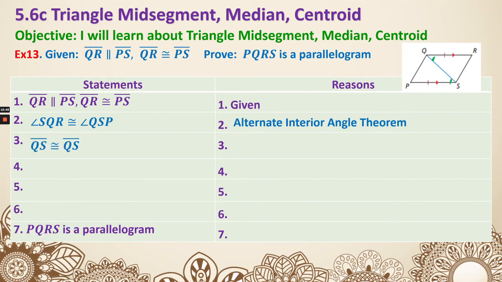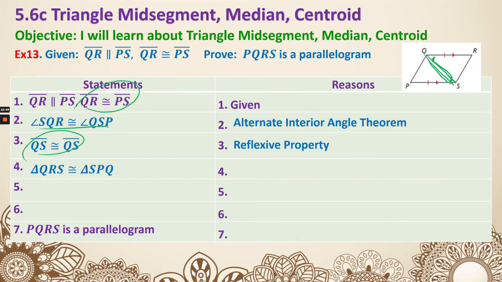Next, QS. This is the line they both share right there. So that is reflexive property. But after that, we have angle, side. We actually have side, angle, side. So that means they are congruent. That is by side, angle, side congruence.